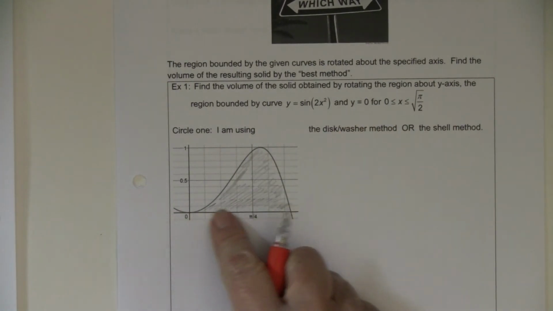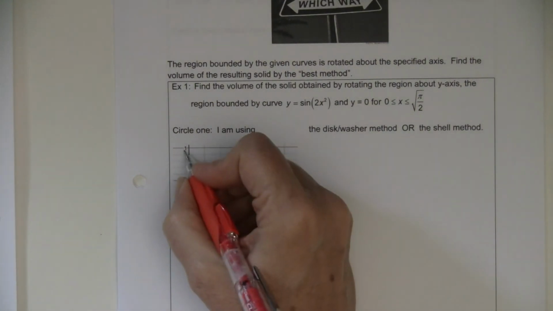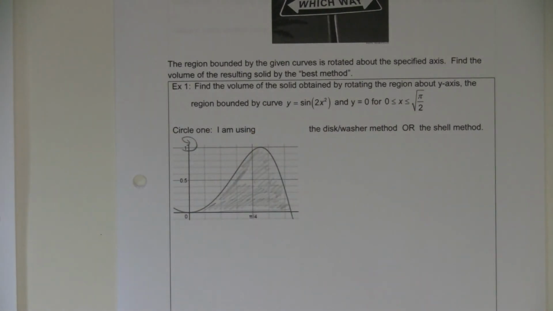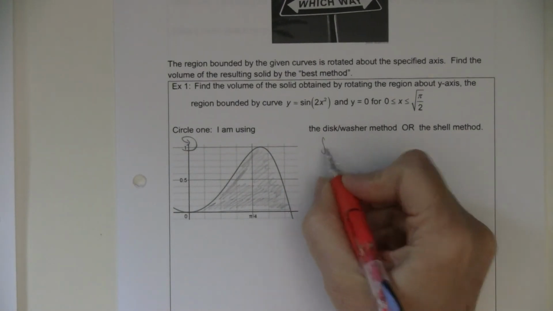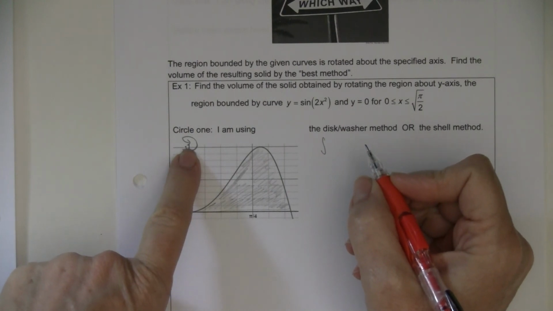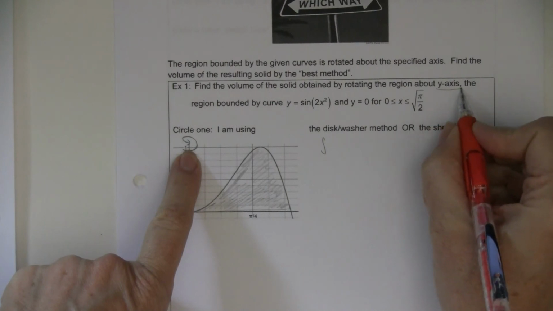Y equals 0 is the x-axis. And so this is what they're rotating about the x-axis. Okay, so that's what's being rotated. So if I decided that I wanted to use the disc washer, since I'm going around, did I say x-axis? I meant y-axis, right? Let me make sure. Does it say y-axis? Yeah, y-axis.